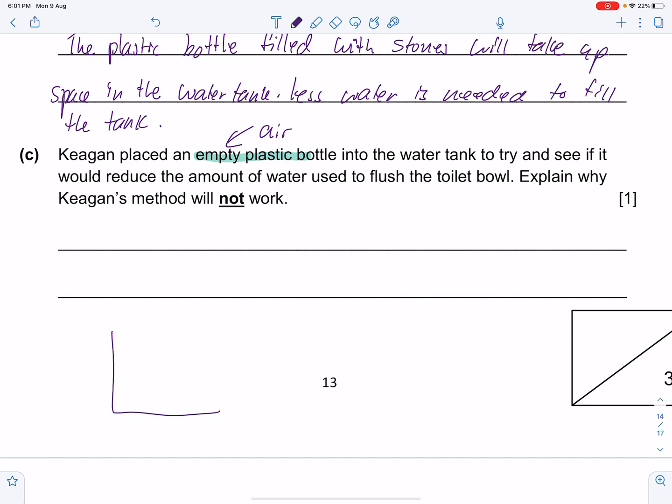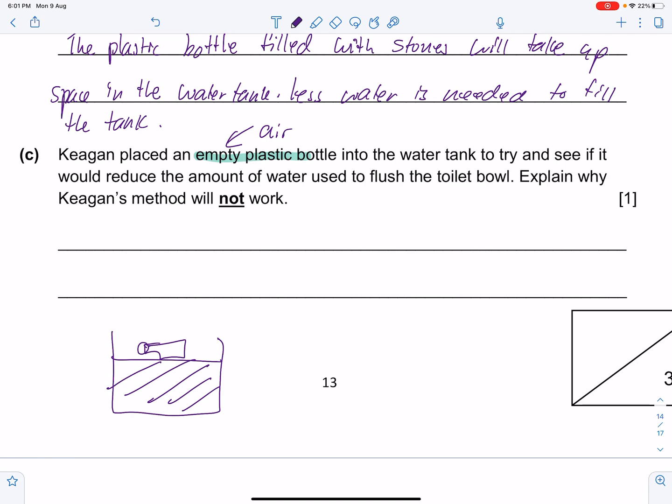So if this is your tank and your bottle is floating, right, then the amount of water needed to fill up the tank would be the same, no difference. It's just that now your bottle is floating up in the air. So it's not really taking up any space.